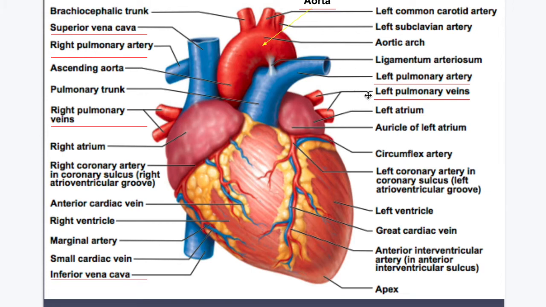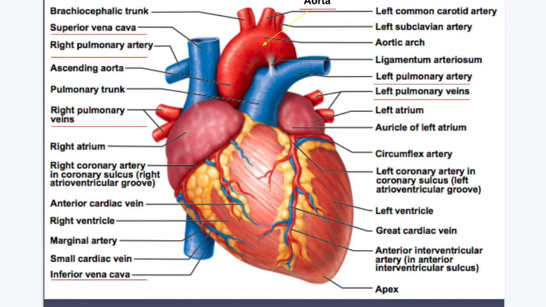Then you have two pulmonary veins from the left lung, two pulmonary veins from the right lung, bringing blood to the left atrium right there. It'll go into the left ventricle and then out through the aorta, and that's underlined as well. So those are going to be the blood vessels that you do need to know, the ones that are underlined.